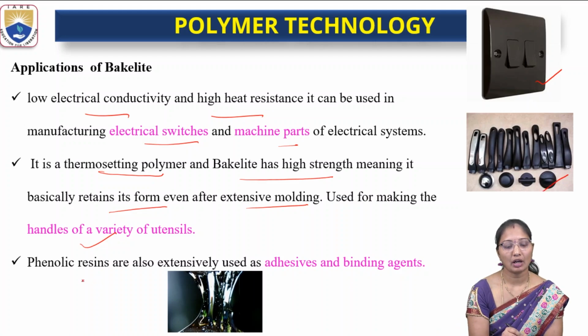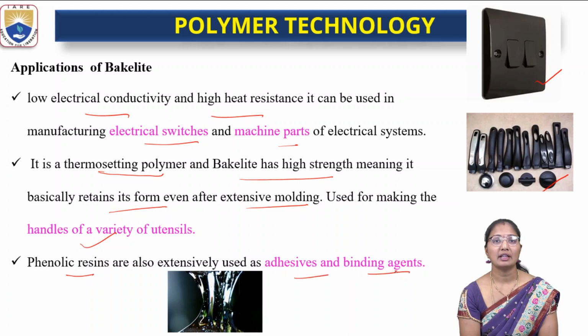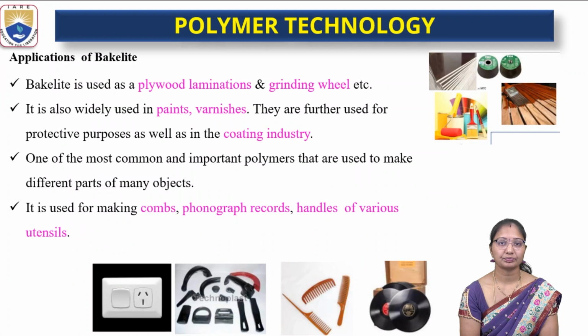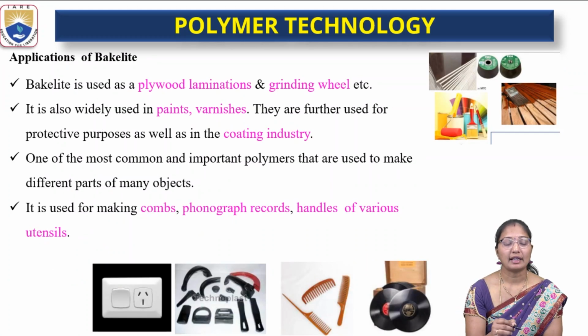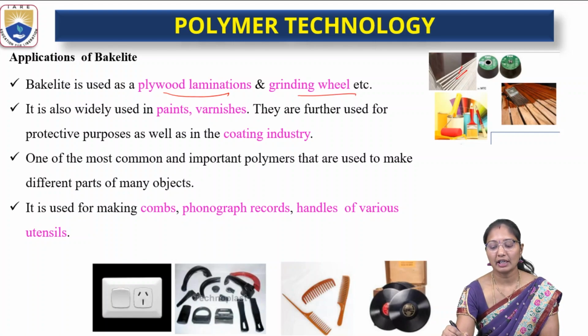So the phenolic resins, also called bakelites, are extensively used as adhesives and binding agents. As we know, the intermediates like Resol and Novolac formed act as adhesives and have a vital application in all the industries. Then coming to another application like plywood lamination and grinding wheels. This is for plywood lamination. This bakelite is used because it is scratch resistant, electrical proof and heat resistant. Due to these properties, bakelite is used in all the applications.